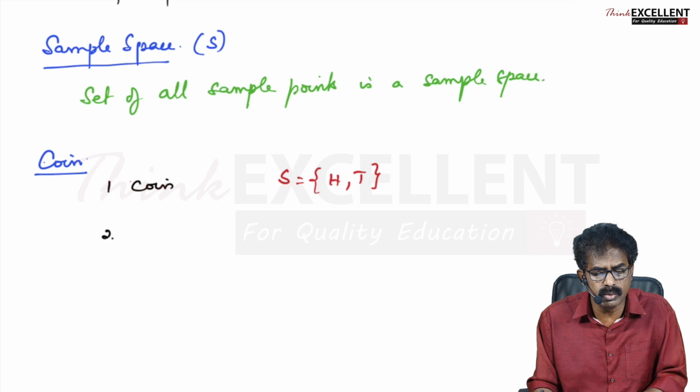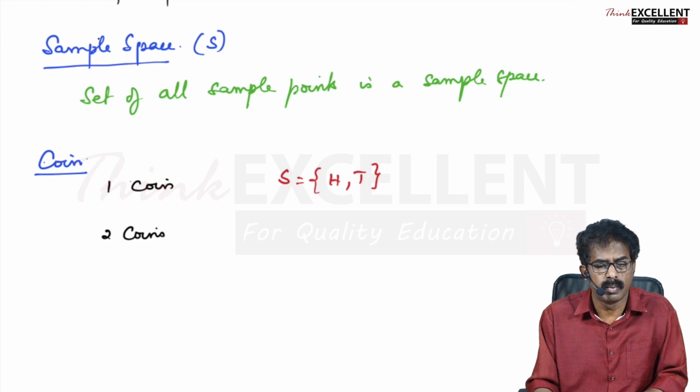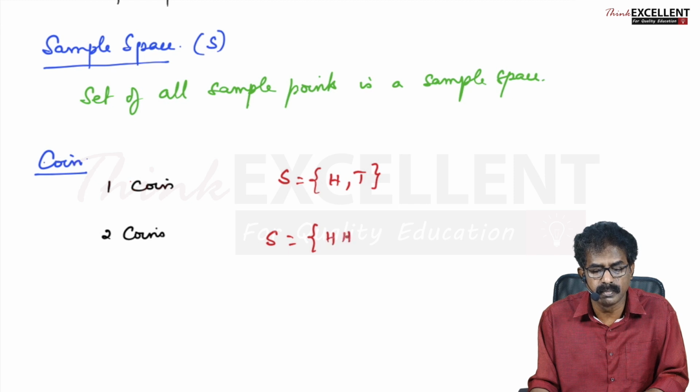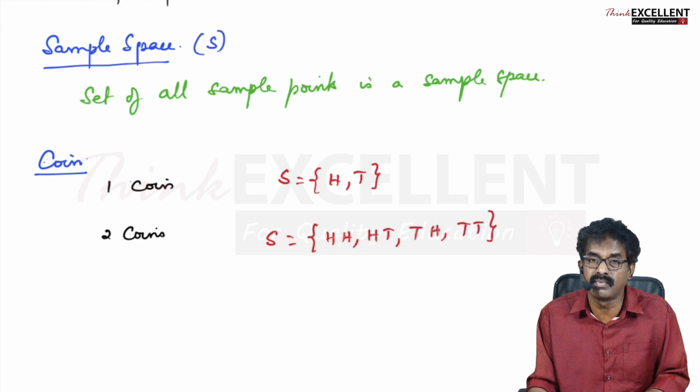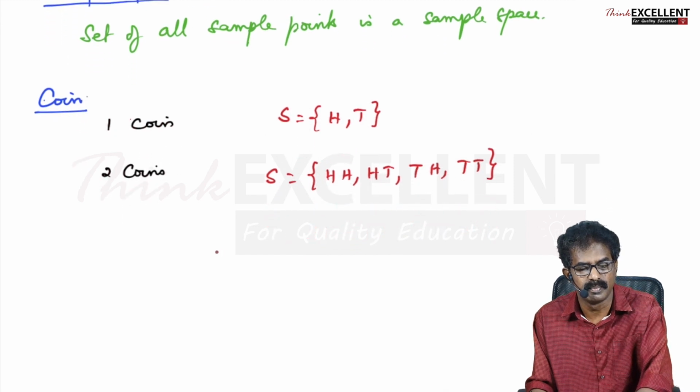Suppose you toss two coins. What is the sample space? Both may be head, or first one is head, second one is tail, or first one is tail, second one is head, or both are tail. Any one of these four only you get, right?